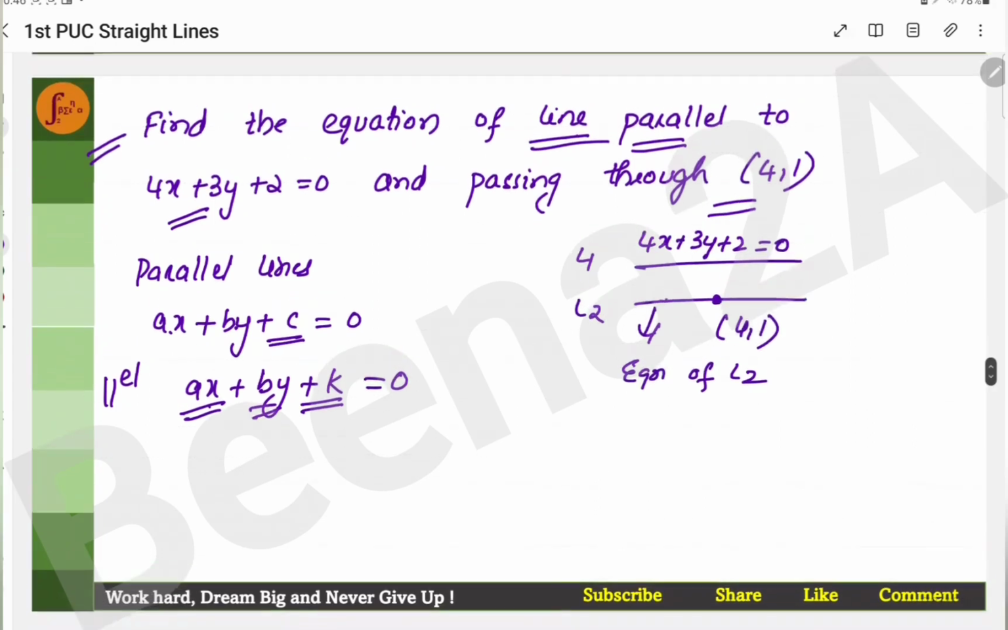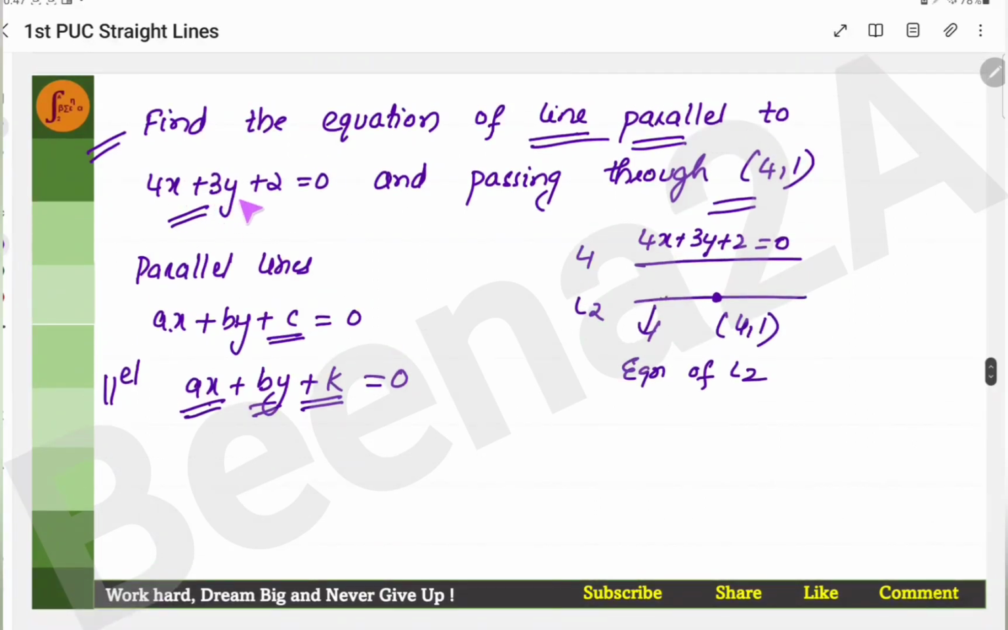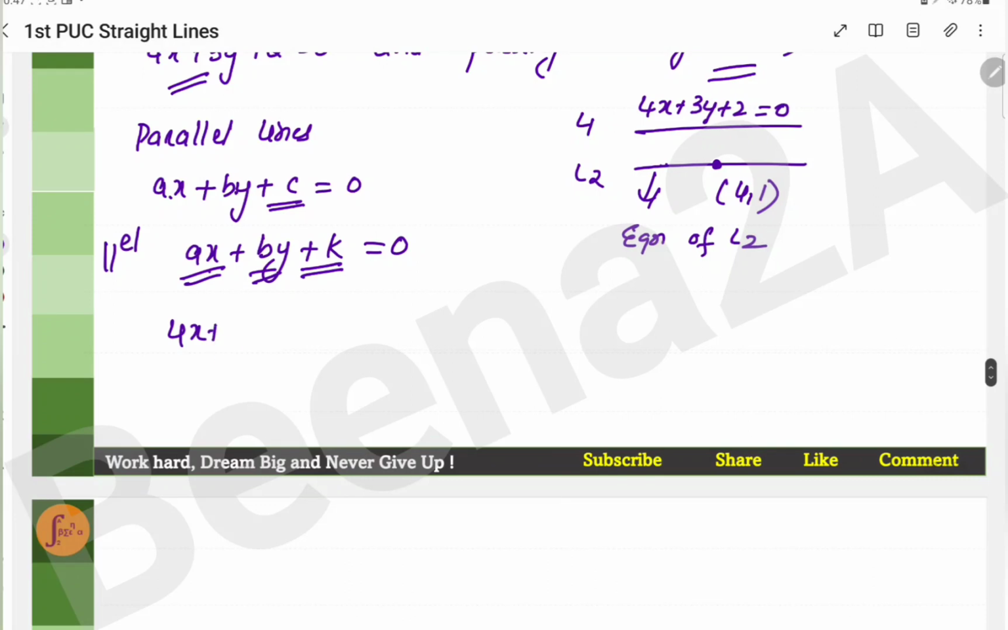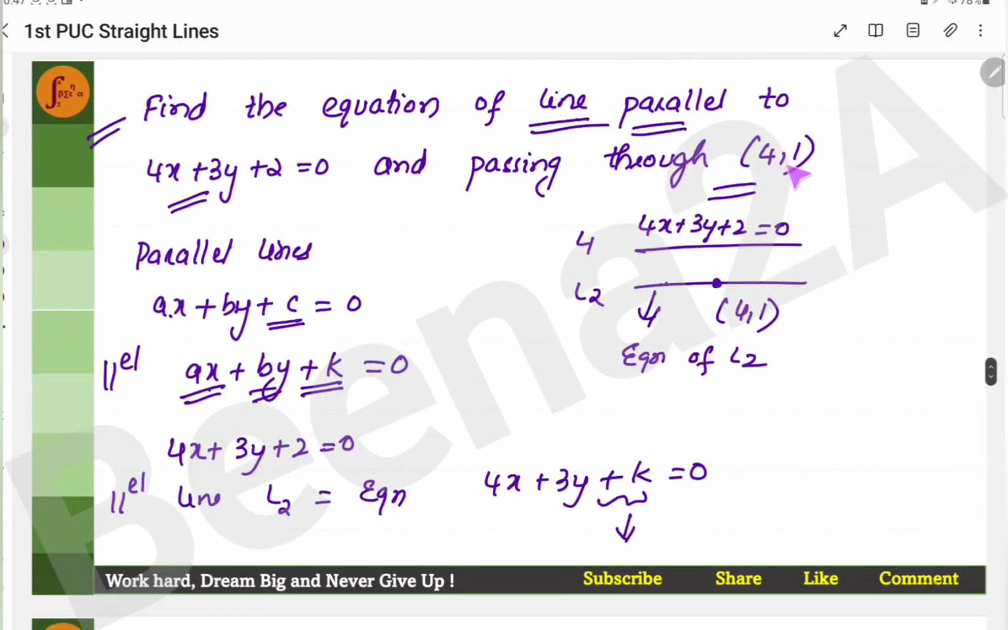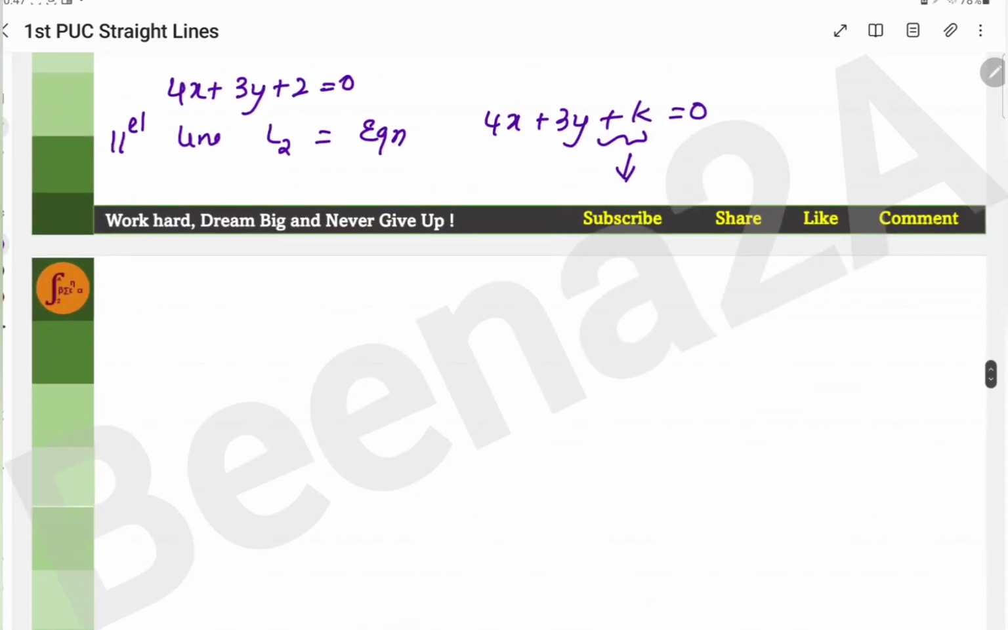So here in this example, I have 4x plus 3y plus 2 is equal to 0. So for the parallel line, say L2, the equation would be the same thing, 4x plus 3y plus k. Now we have to find the value of k. That is where you'll use this point 4 comma 1. Same method, substitute 4 comma 1 in this equation.